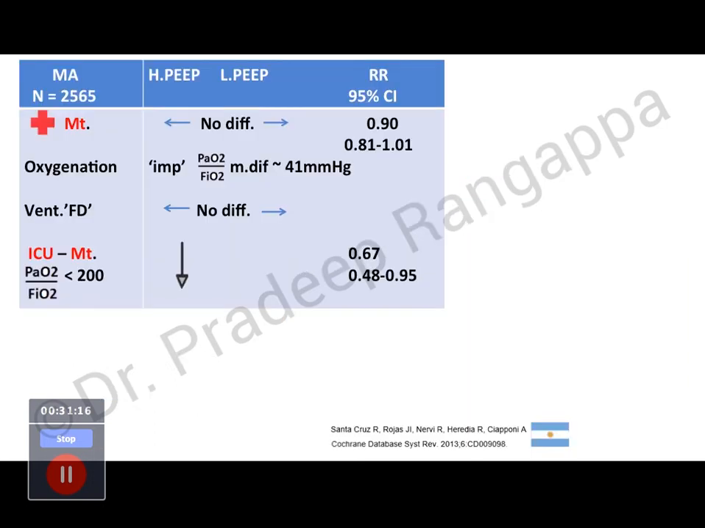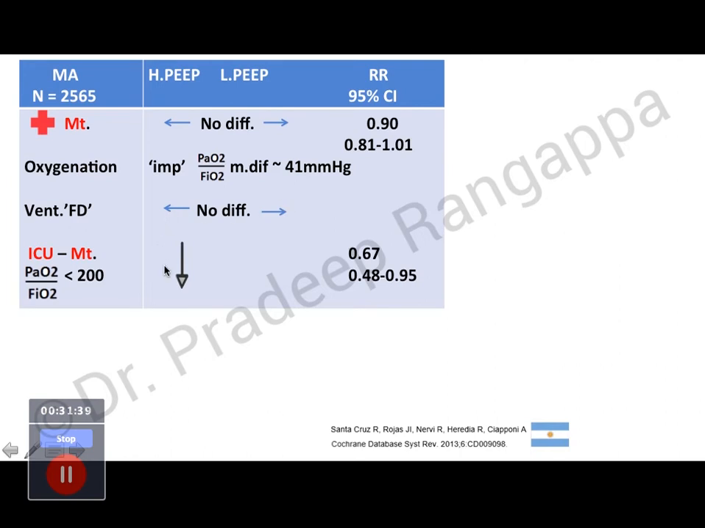Okay. So this was another study which came from an Argentinian group. Again, a big systematic review of 2,565 patients comparing high PEEP and low PEEP. Hospital mortality, there was no difference, but oxygenation improved in high PEEP, and the mean difference of improvement was 41 millimeter mercury of oxygen. Ventilator-free days, there was no difference, but what they significantly found was the ICU mortality.